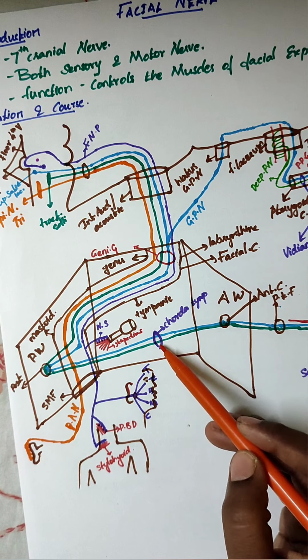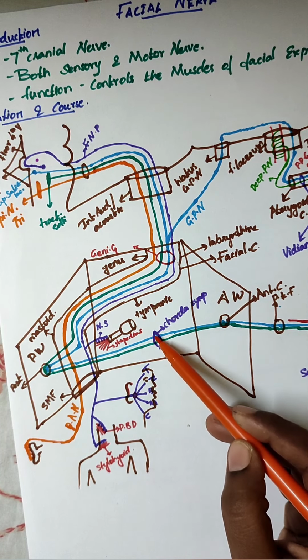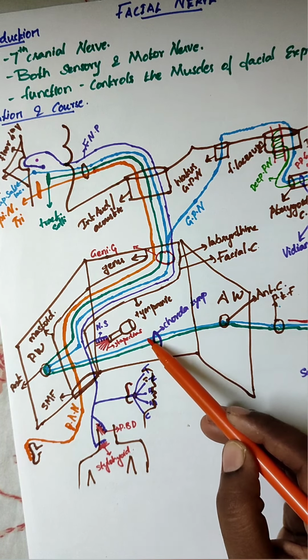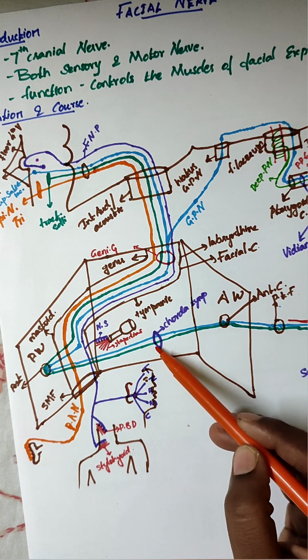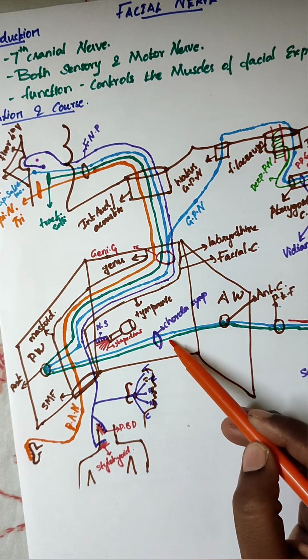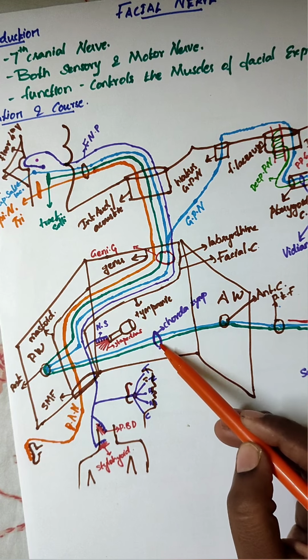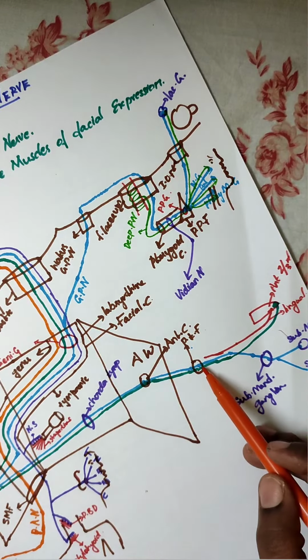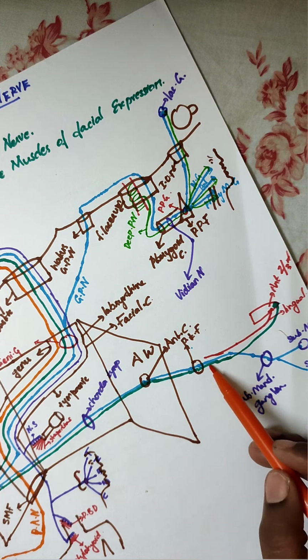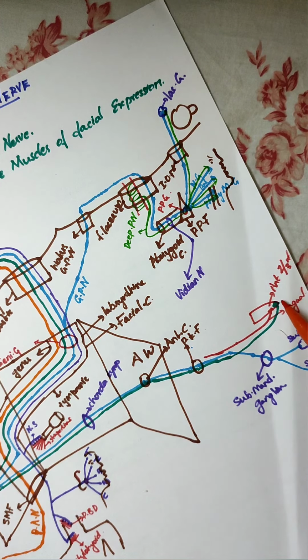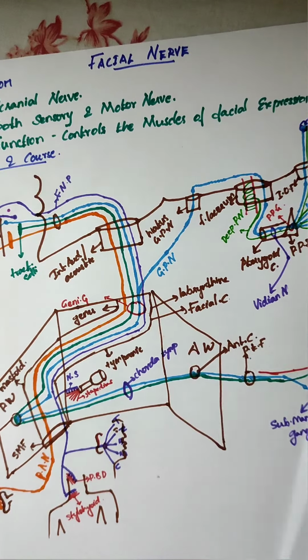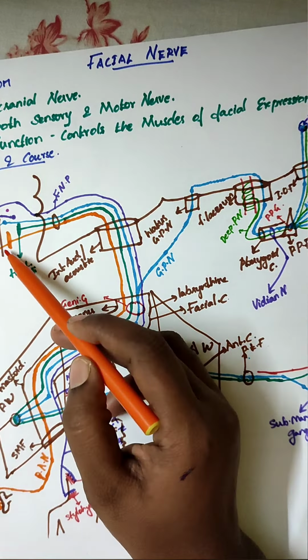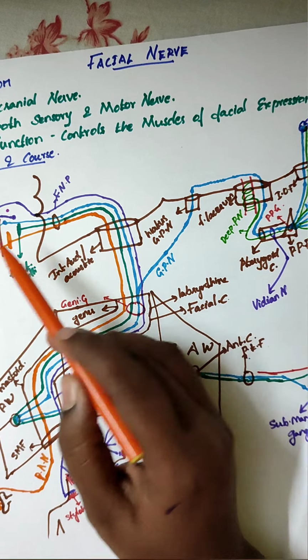Here these two nerves, the parasympathetic nerve of the superior salivary nucleus and the sensory nerve of the tractus solitarius, together are known as the chorda tympani. The sensory nerve from the tractus solitarius innervates the anterior two-thirds of the tongue. Now comes the sensory nerve fibers from the spinal nucleus of the trigeminal nerve.